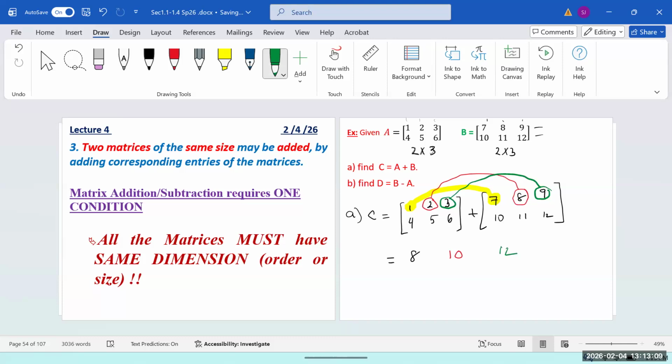We do the same thing on the second row. Second row, first column is 4 and 10, so 4 plus 10 is 14. Then the second row, second column is 5 and 11, so we add them and get 16. Lastly, in the last position of the second row is 6 and 12, so we add 6 and 12 and get 18.